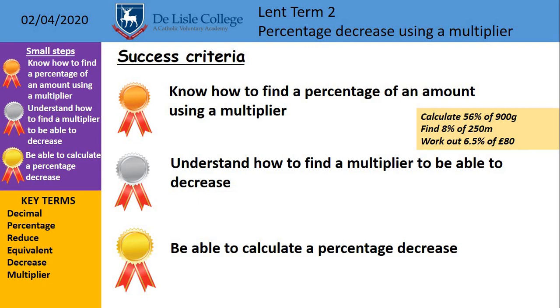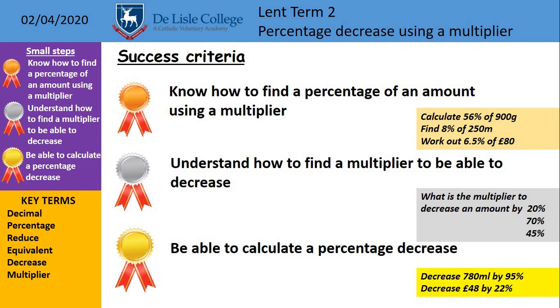Hopefully you now understand how to find a multiplier to be able to decrease. So what is the multiplier to decrease by 20%? Hopefully you now know we'd work out 80%, so it would be 0.8. So the multiplier to decrease by 70% would be 0.3. And the multiplier to decrease by 45% would be 0.55. And hopefully then you can go on to calculate a percentage decrease.